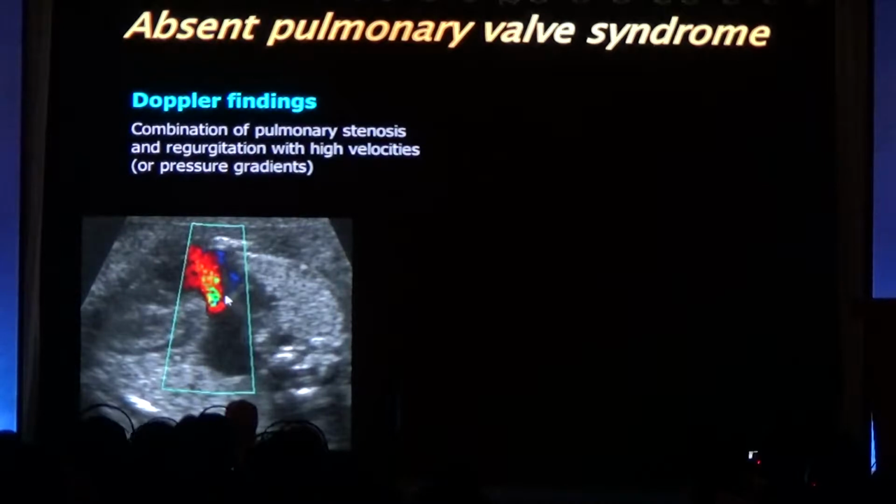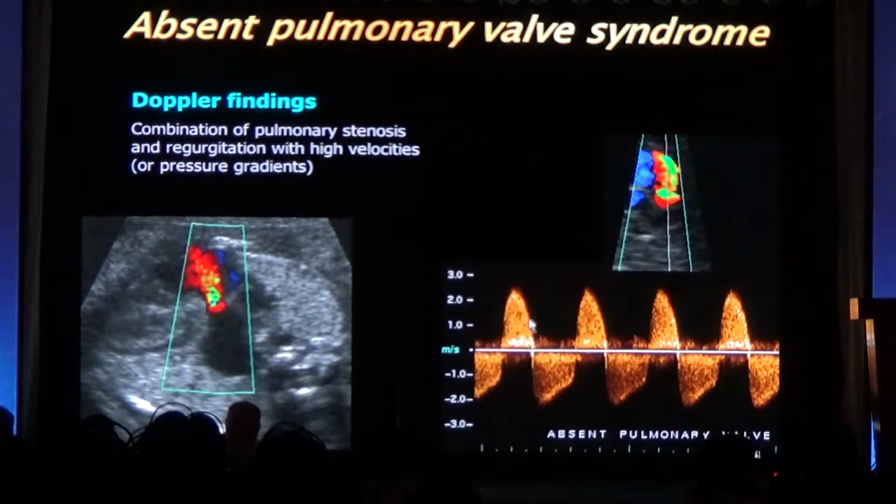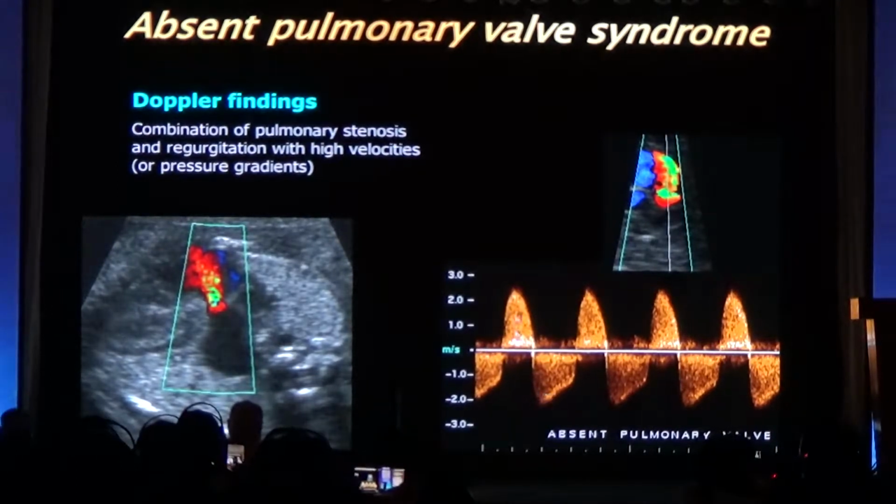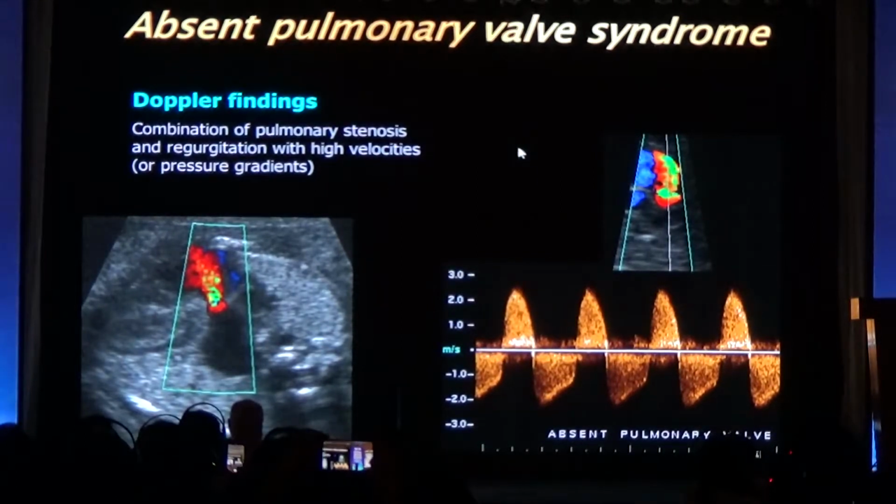Doppler findings, well, you can anticipate what the Doppler sound is going to be. You will have forward flow and you will have regurgitation. It's a very classic sound when you look at that. Here you can see the regurgitation and you can see the forward flow and the reverse flow. So remember this absent pulmonary valve syndrome. What you will see when you do the three vessel view is a massively distended pulmonary.